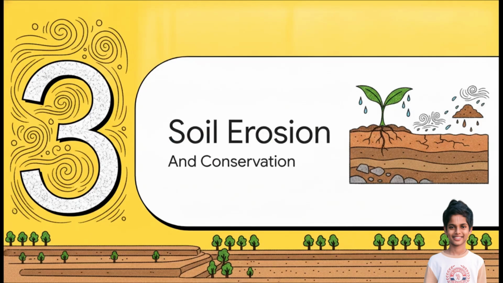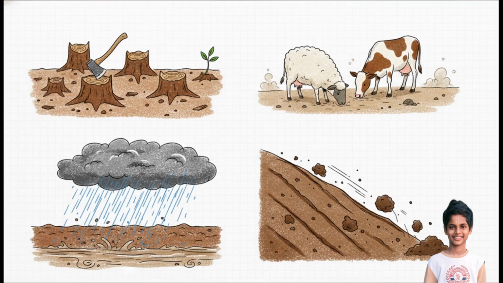Okay, Section 3. We are looking at a major environmental challenge, soil erosion and conservation. Soil erosion is basically the theft of our fertile topsoil by wind and running water. If your paper asks for the causes, write down these 4 specific points.